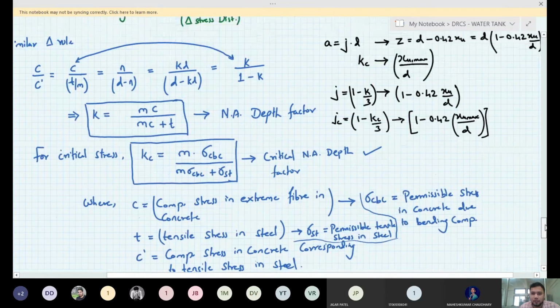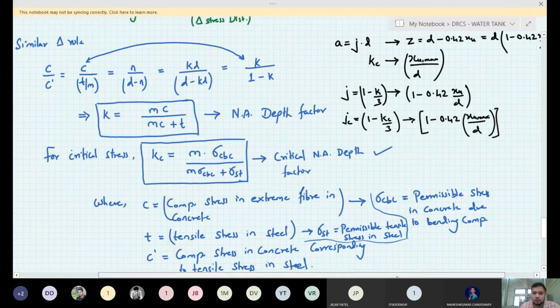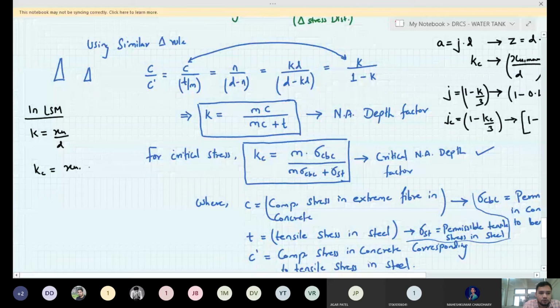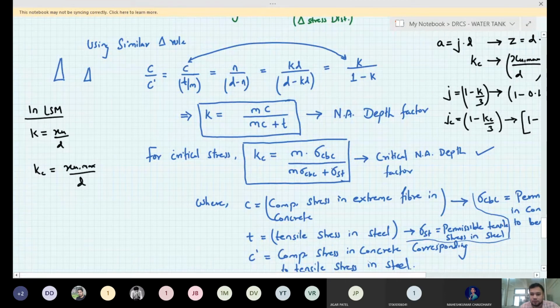Same way for the values of K and Kc in limit state method, K is equal to XU by D, and the value of Kc is nothing but your XU max by D. Okay, this is in limit state method.